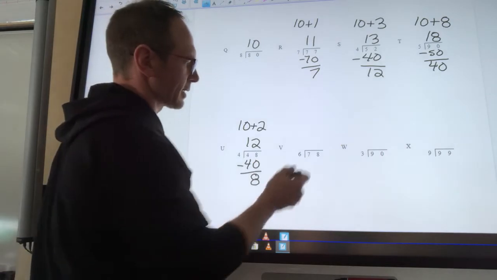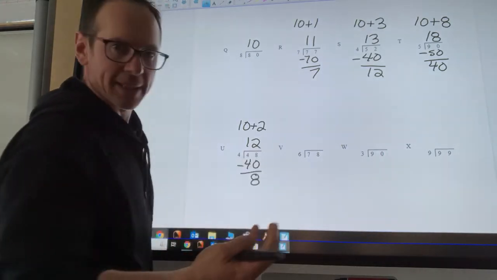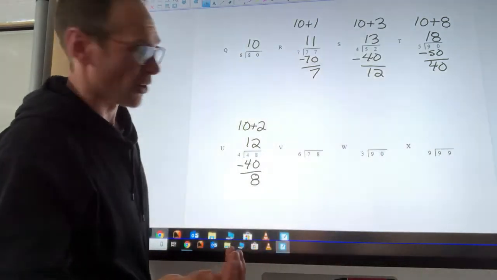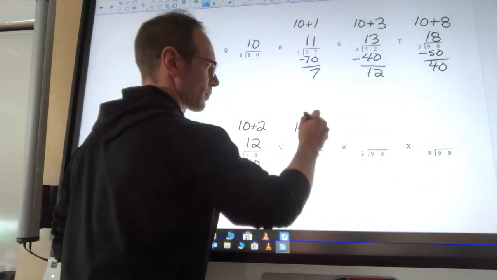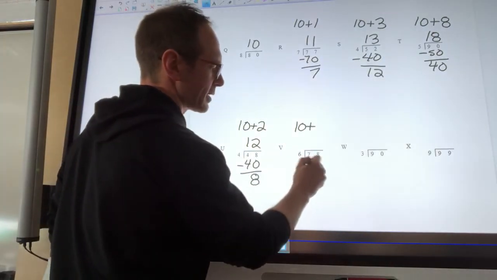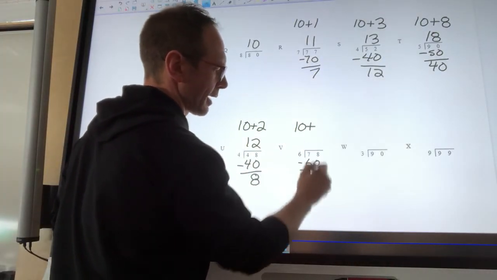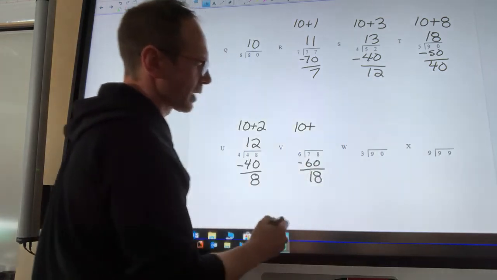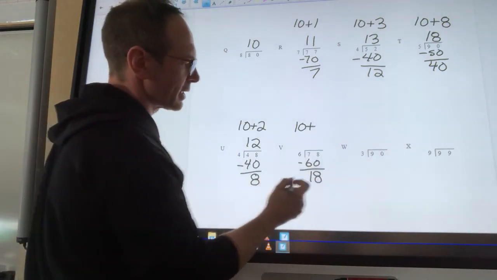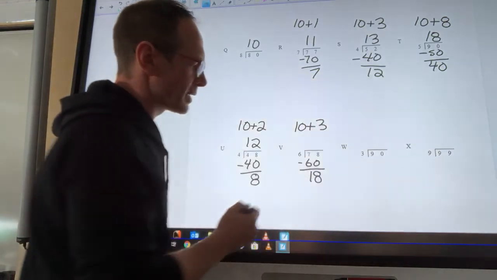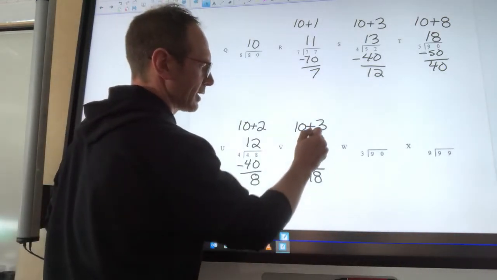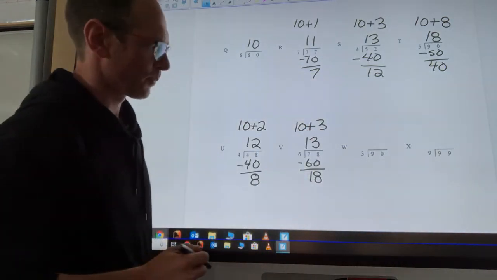78 divided by 6. I know that 10 times 6 is 60. I know 20 times 6 is 120. So it's going to be 10 and something. 10 times 6 is 60. That would leave me with 18 left over. 18 divided by 6 is 3. And it takes 3 6s to get to 18. So that leaves me with 13.